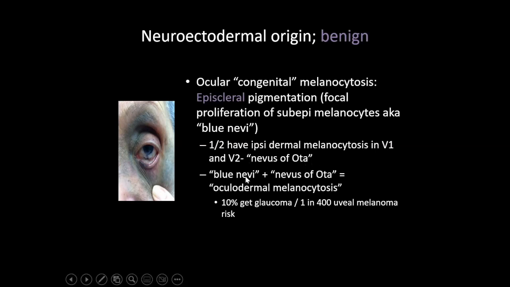When you have blue nevi and nevus of Ota, you have an entity called the oculodermal melanocytosis. And this tends to be associated with glaucoma. 10% of them get glaucoma, and then 1 in 400 get uveal melanoma. So there's that risk that you have to take note of.